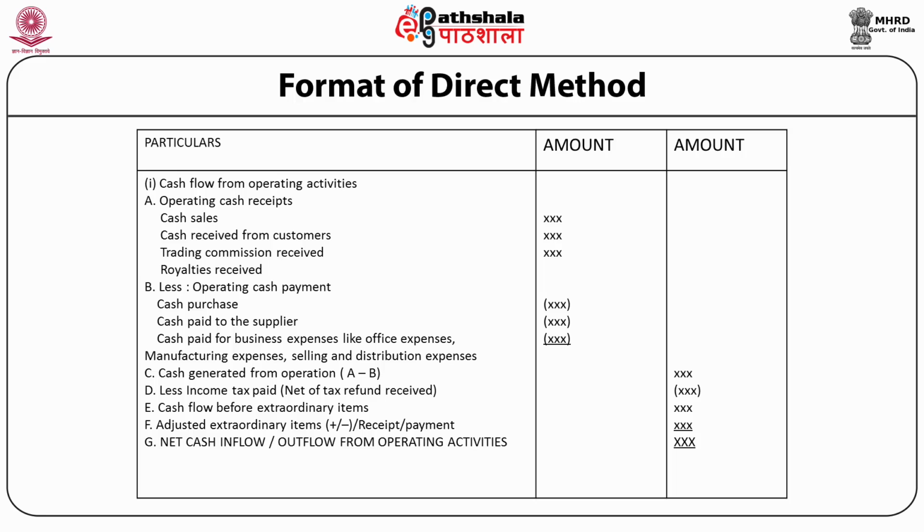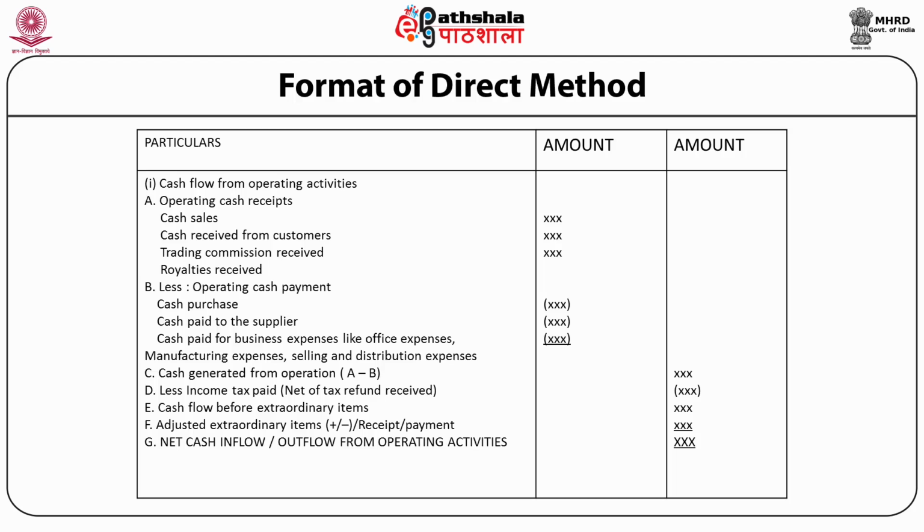Now next part is D part. Here we'll deduct income tax paid or net of tax refund received, and we'll write or adjust this amount in the outer column of amount. Next E part is cash flow before extraordinary items. We'll write this amount in the outer amount column. F part, next adjusted extraordinary items, receipts or payments. So we'll adjust any extraordinary item in the outer amount column, and G or final net cash flow inflow or outflow from operating activities will be written in the outer amount column.